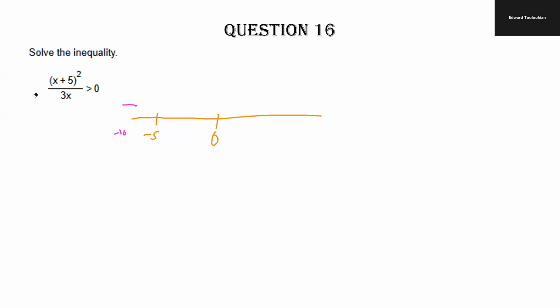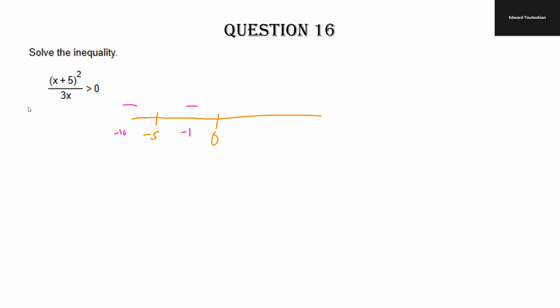If we try our next region, let's say -1, for example. Well, this is still going to be positive because anything squared is positive, in this case, it's 4 squared that's positive. Plug -1 down here, that's -3, that's negative. Positive divided by a negative is a negative. So we're still negative. So far, we're not greater than zero yet.